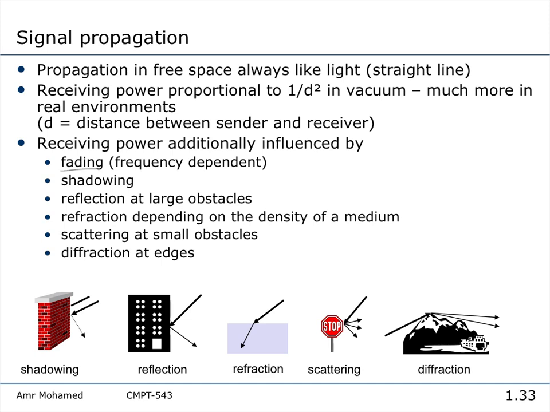The signal suffers what we call fading. And fading has multiple ways. So all of these are fading. So fading is the general term that might be caused by shadowing, reflection, refraction, scattering, diffraction. All of these are things that can force the signal to have a certain type of fading, right?